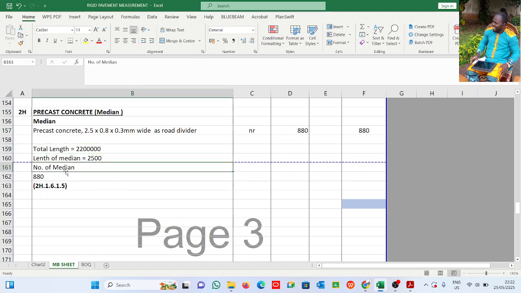So if I divide, I have this, what I did here. We have the actual length, we're not dividing by the spacing. That's why I said I didn't add +1. We're not dividing by the spacing, we're dividing by the actual length. All right, so that's why you have 880 number, section 2H.1.6.1.